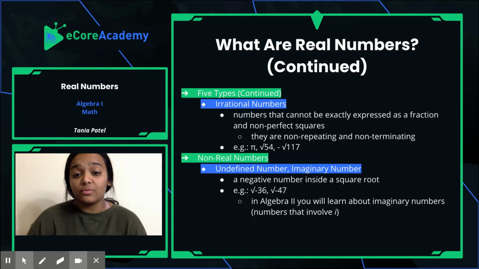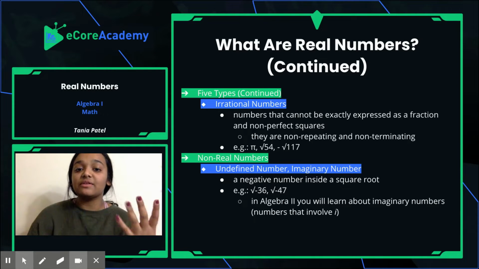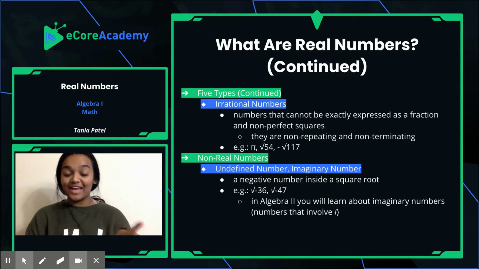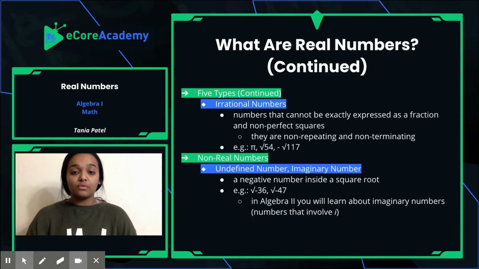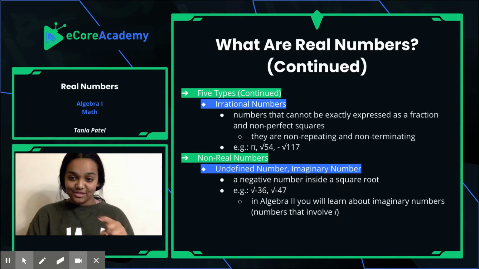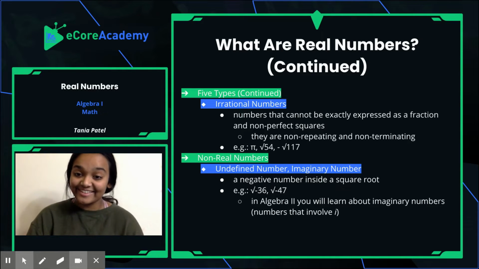I want to go back to the square root of negative 36. That's undefined, but the square root of positive 36 is 6. So there's a difference. There's a positive and a negative. A negative can never be in a square root. And like I mentioned before, in Algebra 2, you will learn about imaginary numbers, numbers that involve the imaginary i. It's a variable that you will see so much in Algebra 2. So there's that. It's coming. All right.